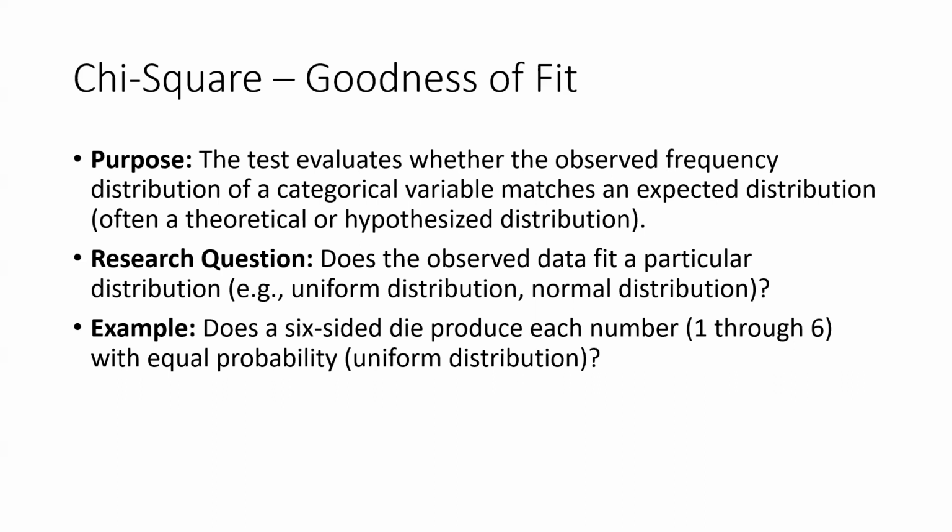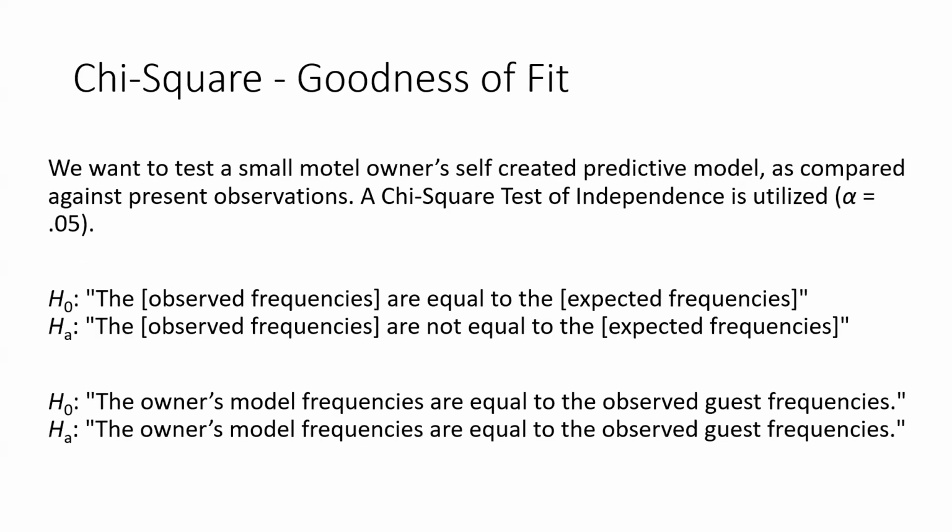Here's an example: does a six-sided die produce each number 1 through 6 with equal probability? All right, so let's go about determining what the goodness of fit model is actually seeking to determine by going through an example. So here we are. Here's our goodness of fit example, and this will hopefully make clear what we're seeking to achieve with this test methodology.